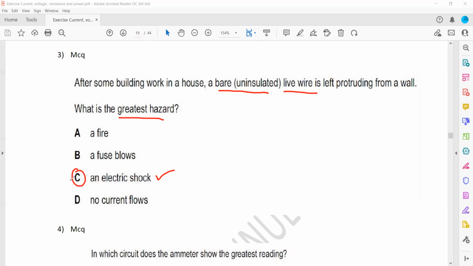So C is the right answer, because a live, uninsulated wire is there, and if someone by mistake touches that wire, he will get an electric shock. Is it clear?